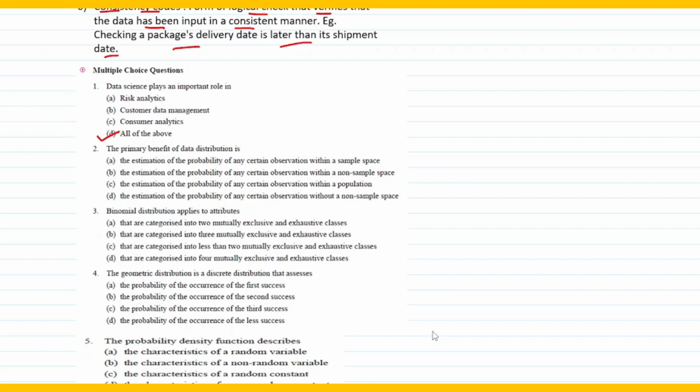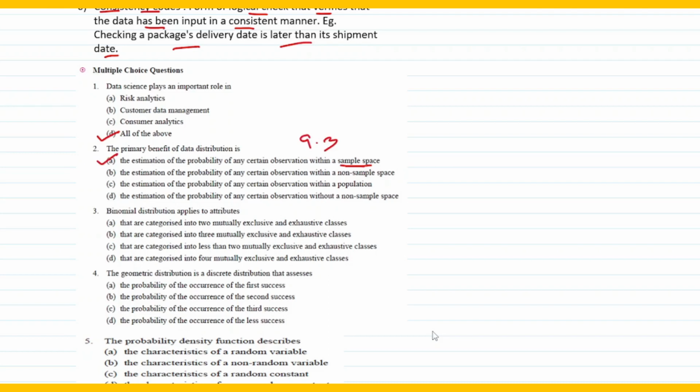The second one is the primary benefit of data distribution. Data distribution is something which we have done in the previous video, that is 9.3. Data distribution talks about the estimation of the probability of any certain observation within a sample space. So if that is done within a sample space, that is the primary benefit of data distribution, and that is your correct answer. This is again in chapter 9.3.